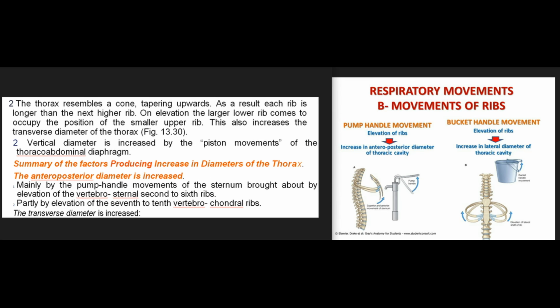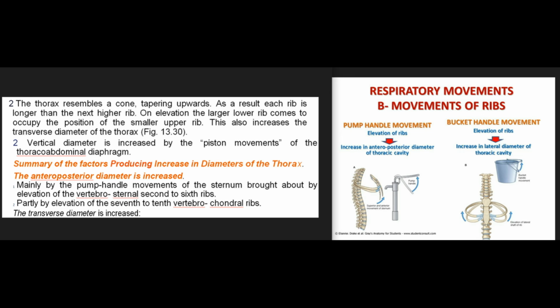2. The thorax resembles a cone, tapering upwards. As a result, each rib is longer than the next higher rib. On elevation, the larger lower rib comes to occupy the position of the smaller upper rib. This also increases the transverse diameter of the thorax, Fig 13.30. Vertical diameter is increased by the piston movements of the thoraco-abdominal diaphragm.